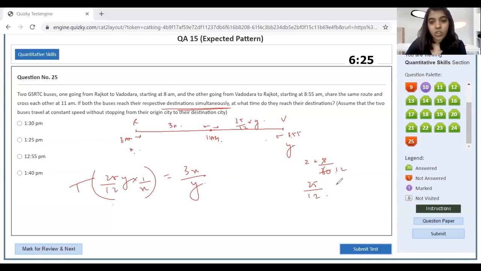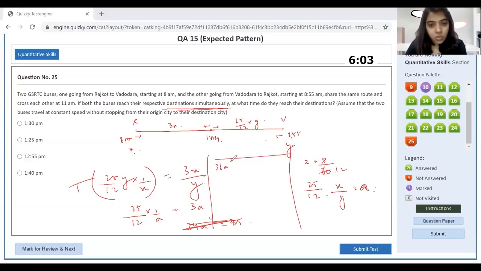We don't know x, we don't know y, so let's just assume x by y equals some random term a. So what do we have here? 25 by 12 into 1 by a is equal to 3a, right? So 24a square equals 25, 36a square. 36a square equals 25. A square is 25 by 36, right? So a is what? 5 by 6. Clearly a root of this. A is 5 by 6, which is x by y.